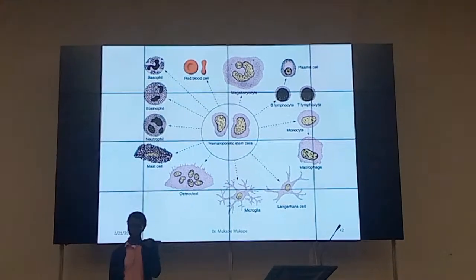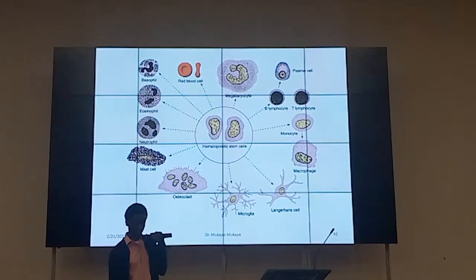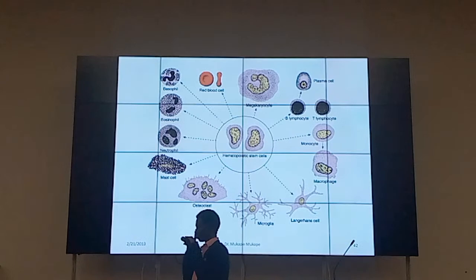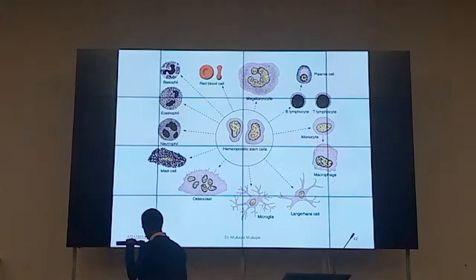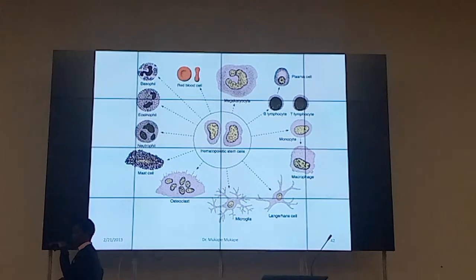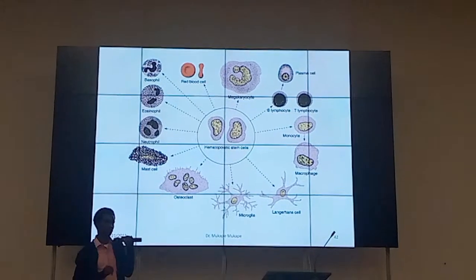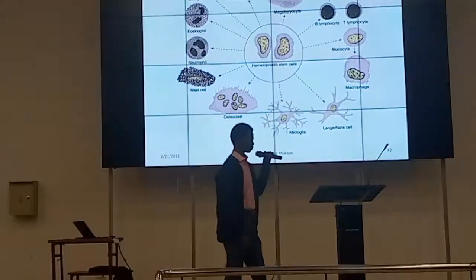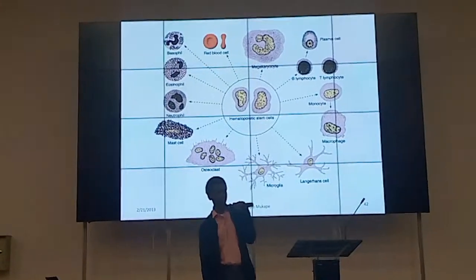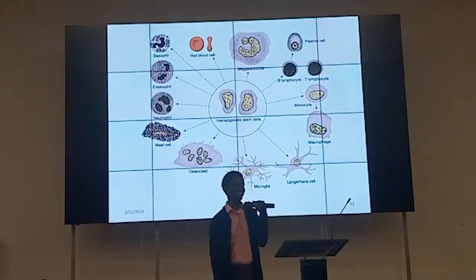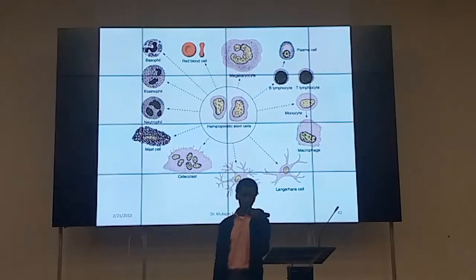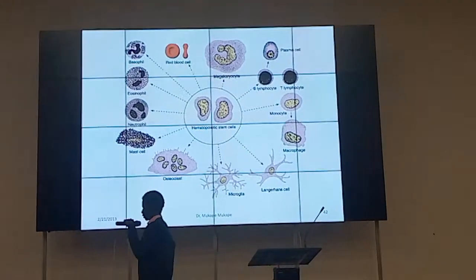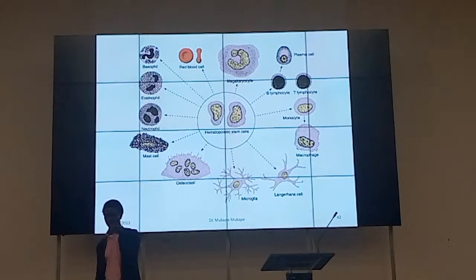Leukocytes. Now leukocytes, the white blood cells, we can divide them into two groups. What are the two groups? Anyone who knows? Two groups of leukocytes. Yes, sir. Granulocytes and agranulocytes.